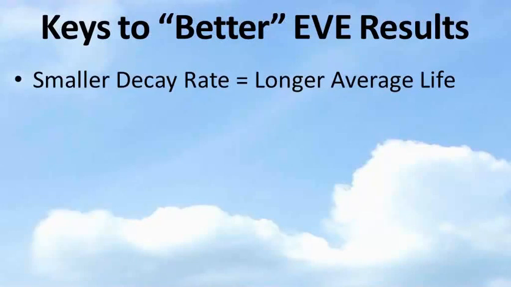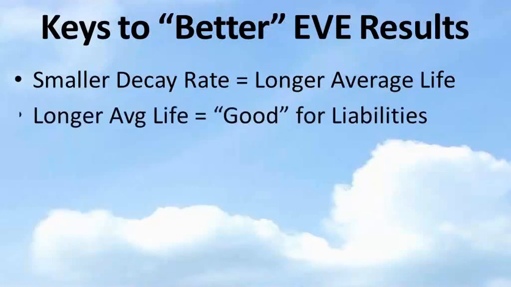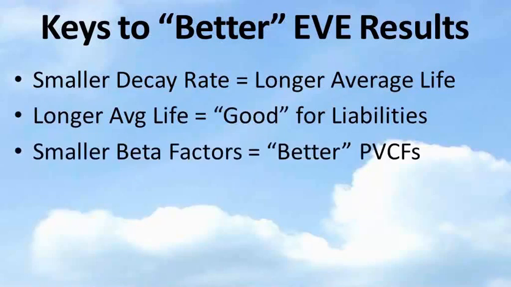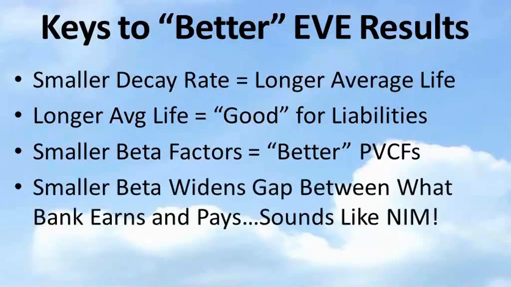And it's just like any other liability. If you have a liability that has a longer repricing period, that's going to be a good thing from an interest rate risk perspective. And that's definitely going to be true with respect to your non-maturity deposits. Now, smaller beta factors, a smaller sensitivity, a less sensitive rate relationship, again, in these rates up scenarios, it's going to give you better present value cash flows on these liabilities.